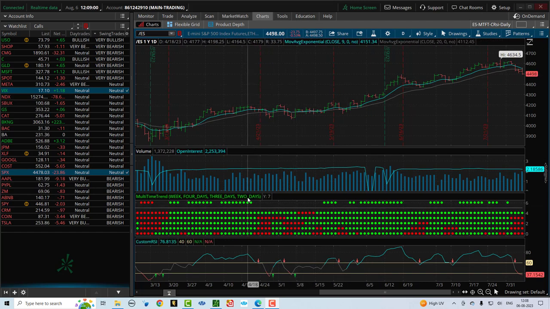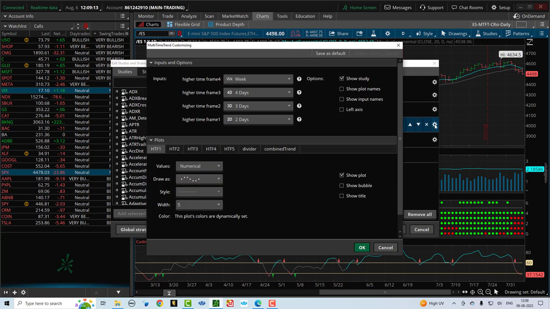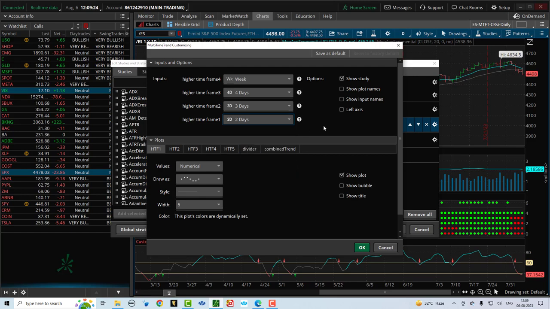And here you can see I have configured the other time frames to be 2 days, 3 days, 4 days, and 1 week. Let me show you where these configurations are saved. If you edit the studies and you'll see the multi-time frame trend, once you have this indicator installed on your platform, then you can come here and set up these days or minutes, whatever it is. You set up all the configurations right here.